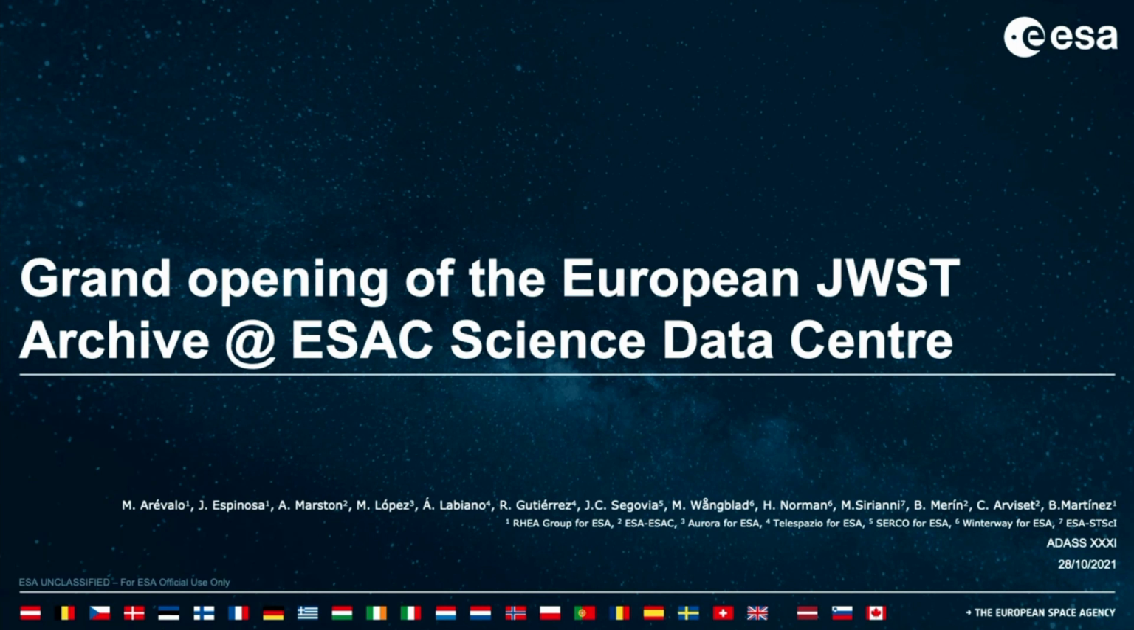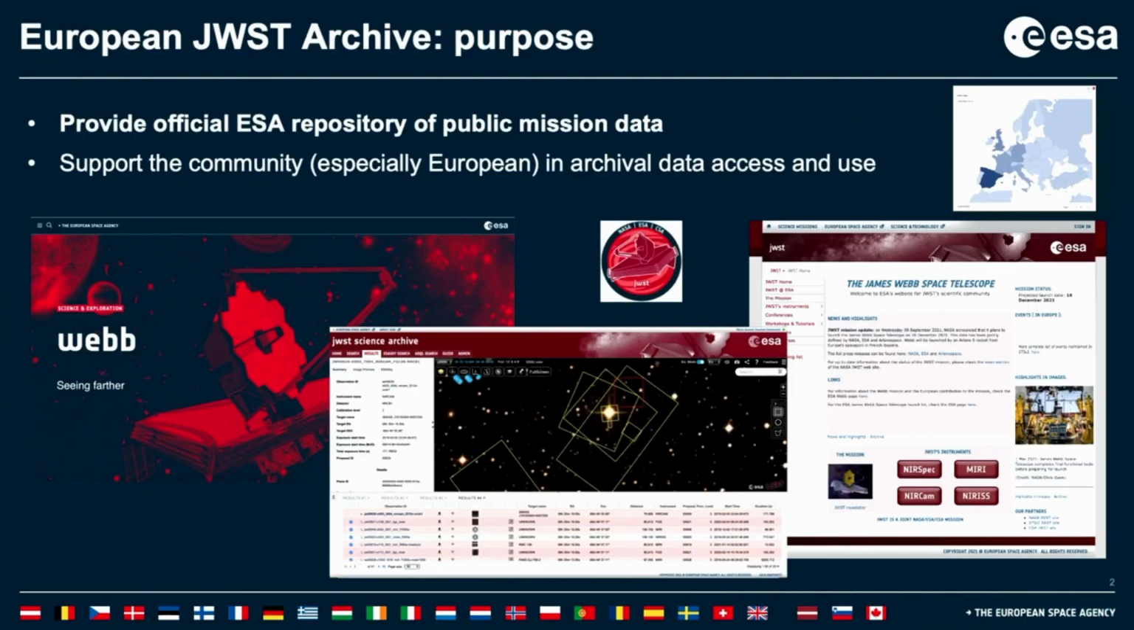I will give you today a brief overview of the basics of the archive, and after that I will demo you some of the functionalities that we have made available at the European JWST Archive. So why is there a European JWST Archive? As you might know, the JWST project is a collaboration between NASA, the European Space Agency, and the Canadian Space Agency. And the main reason for having a European JWST archive is to provide the official European Space Agency repository of all the public data that will be produced by the mission.